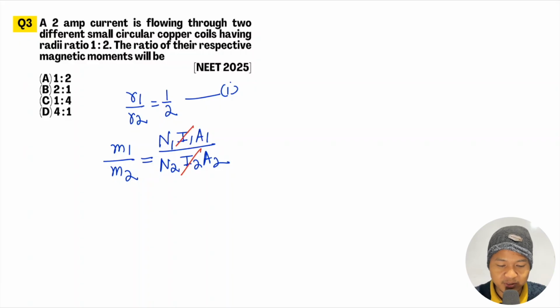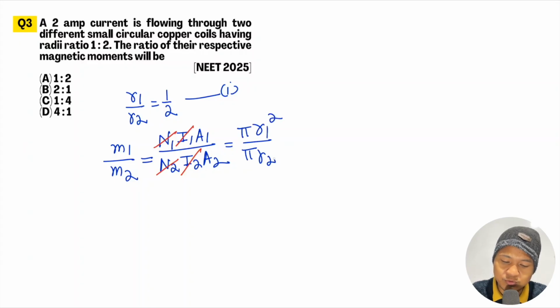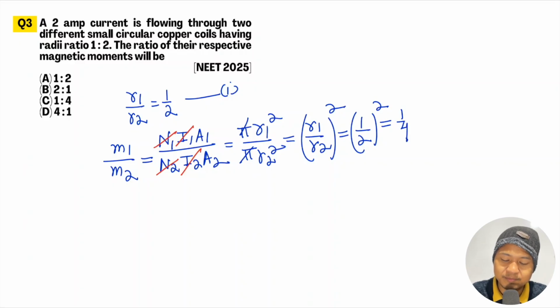The number of turns is 1 for both coils, so the ratio is area 1 by area 2. So pi into r1 square by pi into r2 square, so pi gets cancelled out. So r1 by r2 the whole square. r1 by r2 is 1 by 2, so 1 by 2 the whole square is 1 by 4, so the ratio is 1 is to 4.